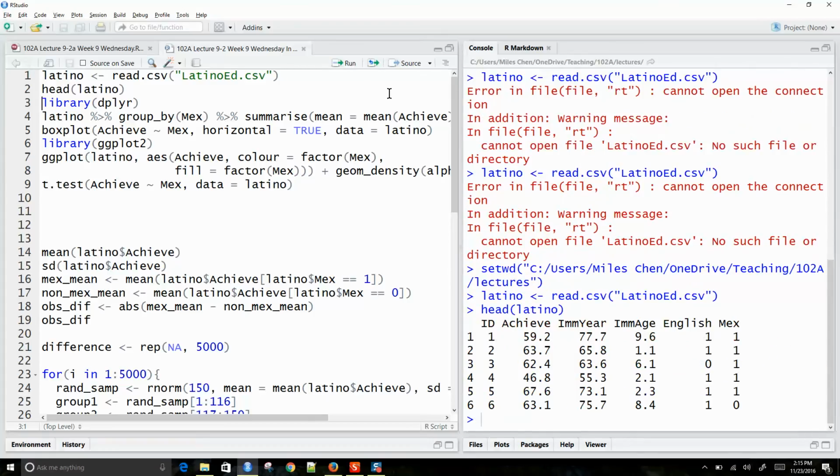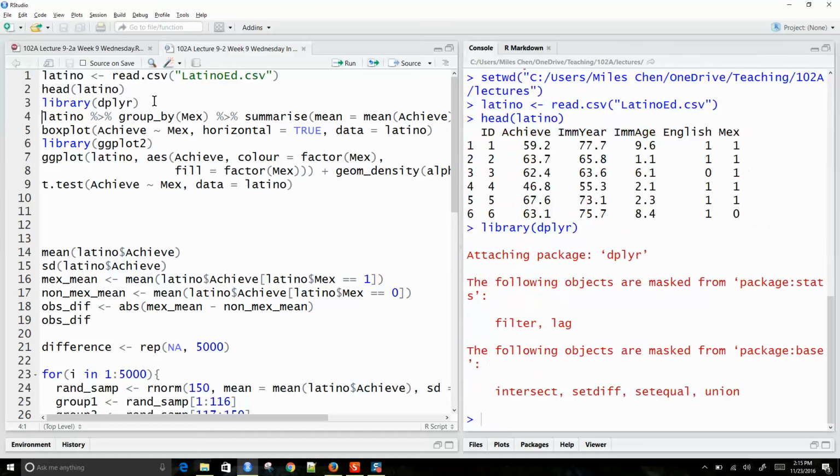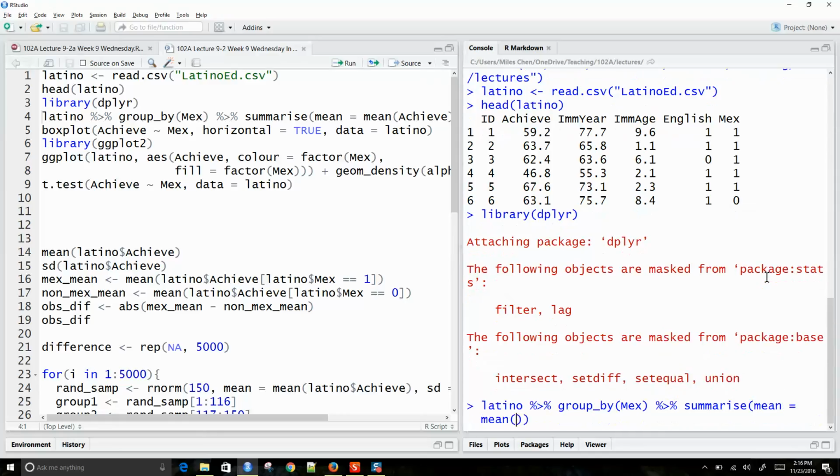If I take a look at the data file, this is what it looks like. We've got ID, achievement, so this is what we're interested in. And whether they are from Mexico or not, that's the other factor that we're interested in. Okay, and so I'm going to just load up dplyr, and I'll just go ahead and type this out. What I want to do is take our data file and feed it into group by, and we're going to group by whether they are from Mexico or not. And then we're going to summarize and say we want the mean, and that's going to be the mean of the achievement column, and we want the standard deviation, and that's going to be the standard deviation of the achievement column. Okay, and this is what we have.